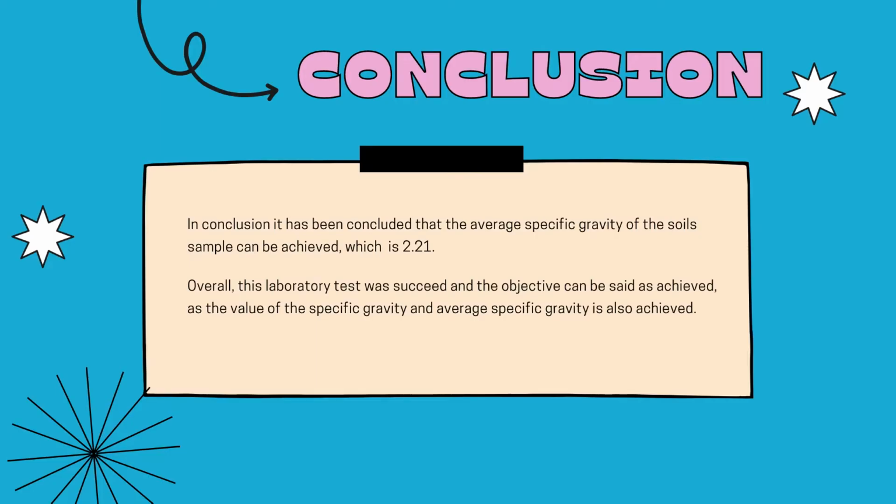In conclusion, it has been concluded that the average specific gravity of the soil sample can be achieved, which is 2.21. The objective in this laboratory test can be said as achieved, as the value of the specific gravity and the average specific gravity is also achieved.